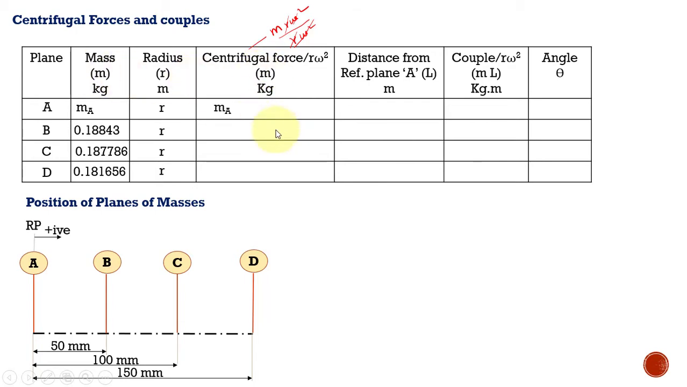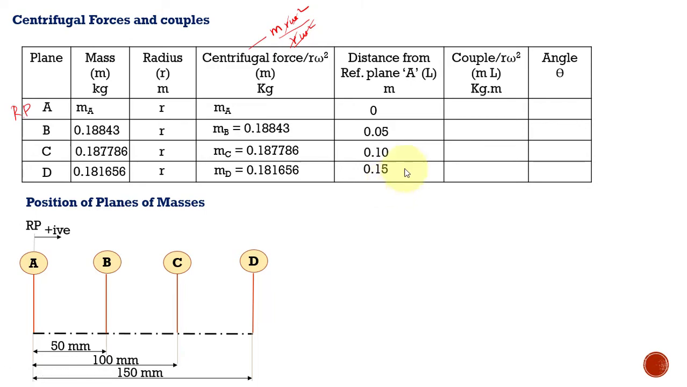Now the distance from reference plane A. We have taken A as our reference plane, so we have to take the distance of the other planes with respect to A. As far as this plane is concerned, it is 0 because it is the reference plane. B is located at a distance of 0.05 meter from A, C is located 0.1 meter from A, and D is located 0.15 meter from A.